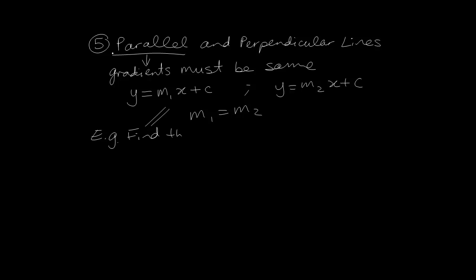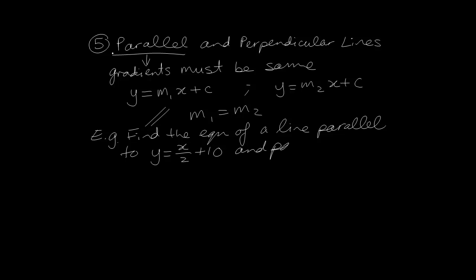Find the equation of a line parallel to y equals x over 2 plus 10 that passes through (0, 1). In a question like this, the first thing to do is to get the value of the gradient, the coefficient of x.